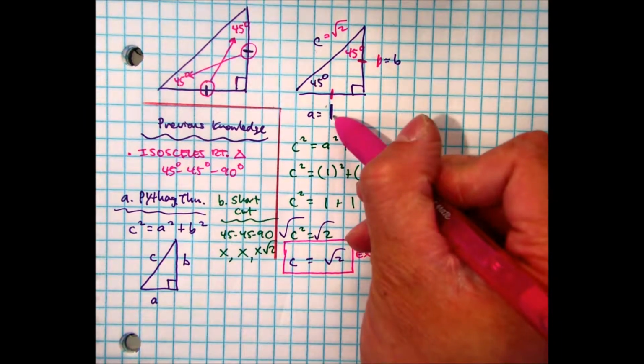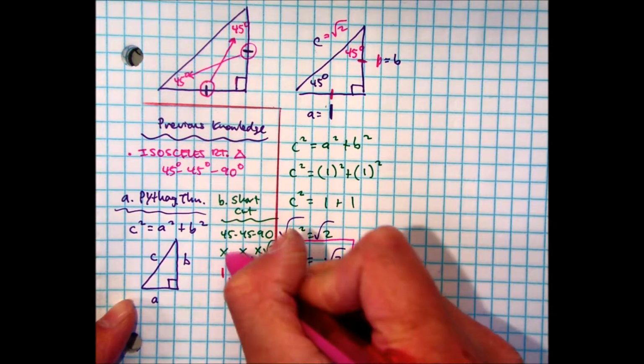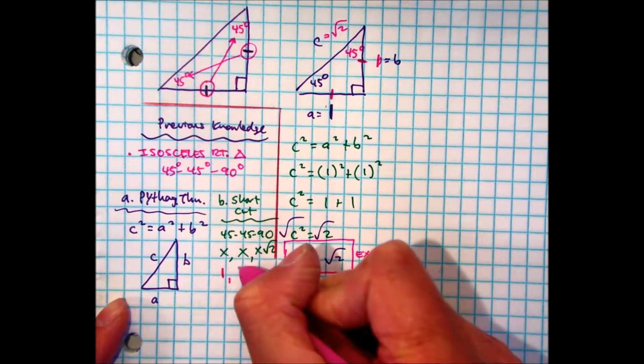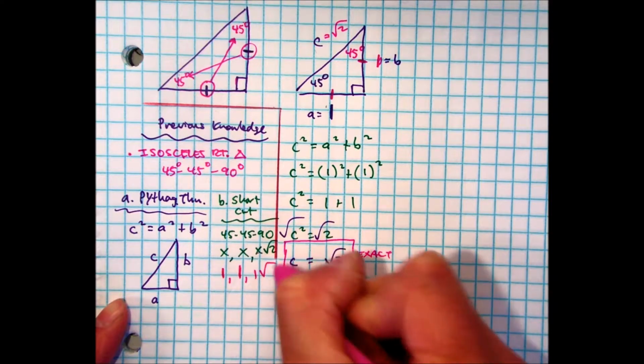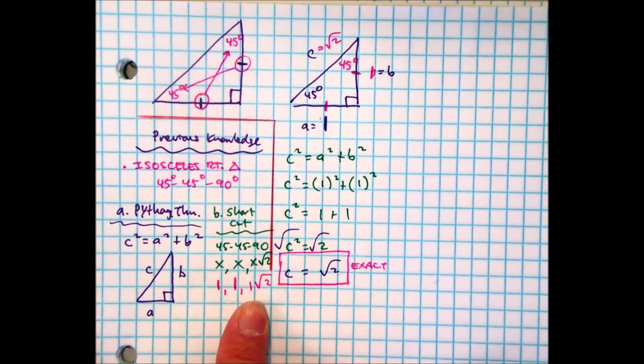Well, I gave you a short leg of 1. So you would just put in 1. X is equal to 1, so every time you see an x, you just write 1. 1, 1, radical 2. And there you have the 3 legs of your triangle using that shortcut.